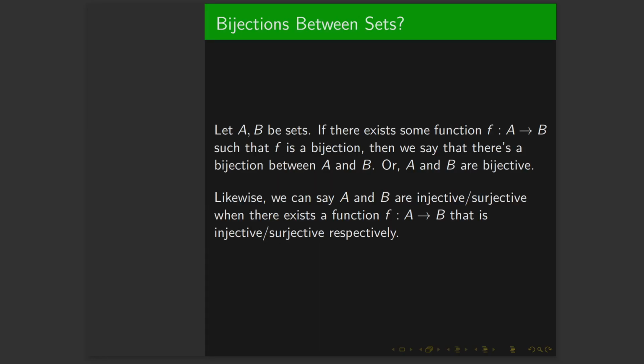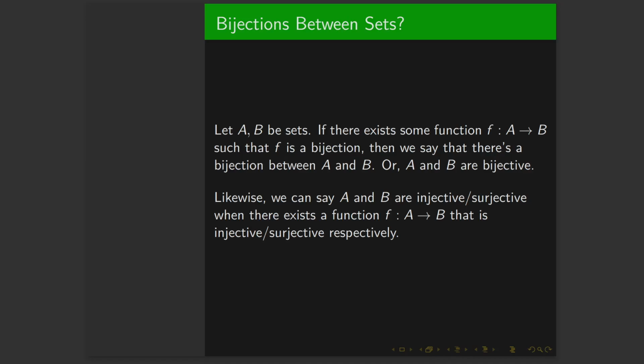Yes, we can have bijections between sets. Let A and B be sets. Then if there's any function from A to B such that that function is a bijection, or a bijective function, then we say that there's a bijection between A and B, or that A and B are bijective. So we extended the idea of a bijection from a function to a set just by using the sets as our domain and codomain for our function.